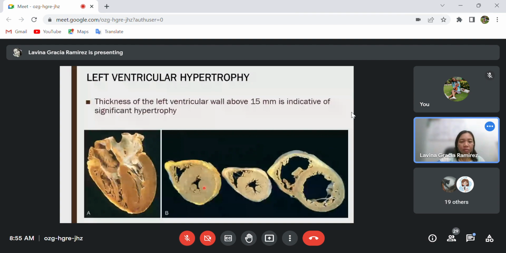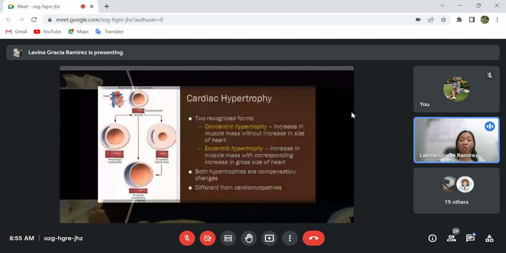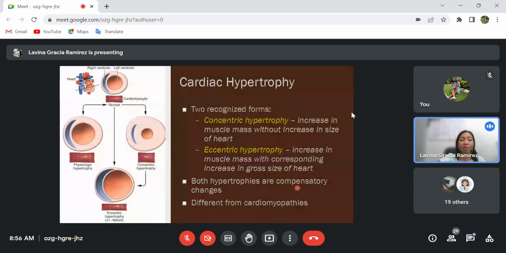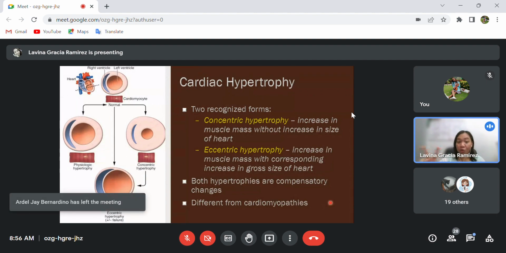Okay. So, both hypertrophies are compensatory changes, but it can be different from cardiomyopathies. So, yung cardiomyopathies kasi natin, these are conditions affecting the muscle beyond compensatory mechanism. Okay, so not necessarily may compensatory mechanism. Okay, lumalaki siya. So that is the difference between the hypertrophy for compensatory mechanism and hypertrophy development kapag may cardiomyopathies. But then again, the picture of the two is similar, yung itsura niya.